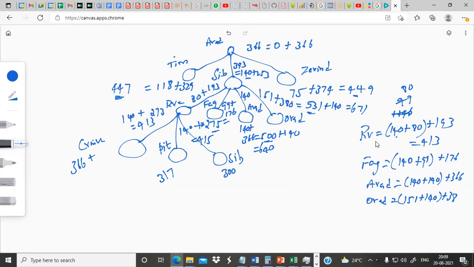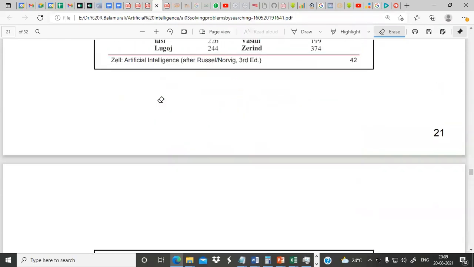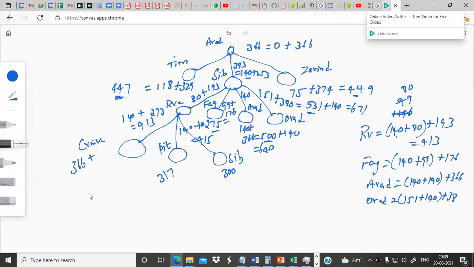Now, what is the heuristic cost of reaching from Craiova to the destination, that is Bucharest? For that we have to refer to this table. From Craiova, the heuristic cost is 160. So to this we have to add 160.